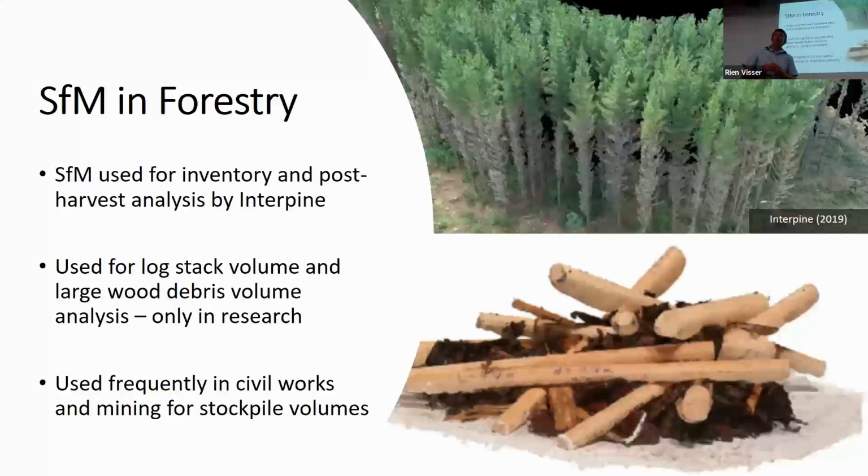So we are already using this Structure from Motion technology in forestry. Pine up in Rotorua are using it for inventory and post-harvest analysis purposes. And there's been research done just this year out of the University of Auckland where they were using it to model accumulations of large woody debris in these kinds of slash flow events. But they were only doing it on a small scale in a lab. And that's what that bottom image there is.